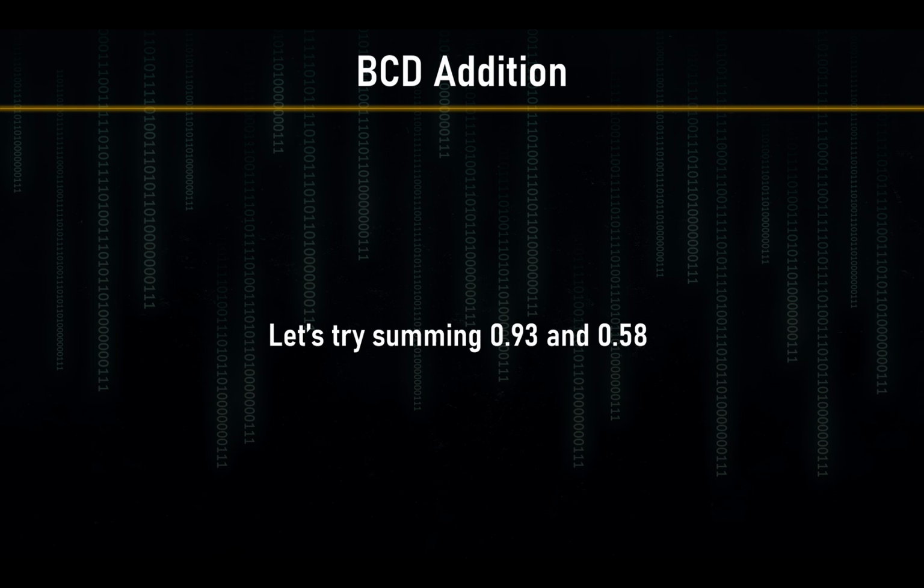All right, let's try this one by ourselves. So 0.93, and then let's do it here, 0.58. The good thing with this is we can actually just do this in denary. So this is going to be a 1, then we carry the 1, and then that's going to be a 5, and then that's going to be a 1 here. If I've done that correctly, this should be 1.51. Yeah, I think that's correct.